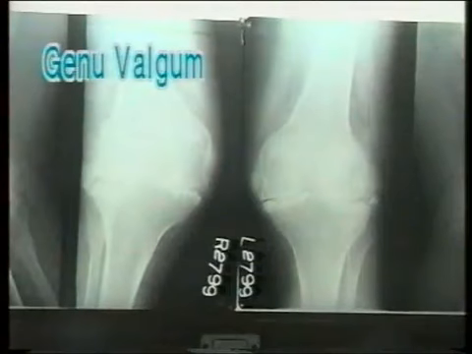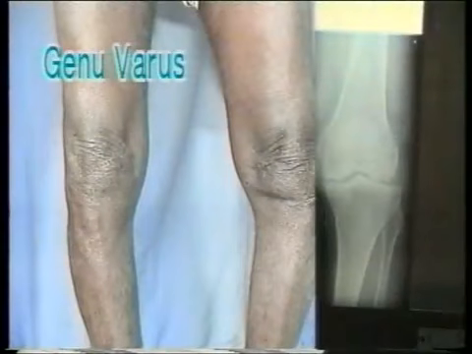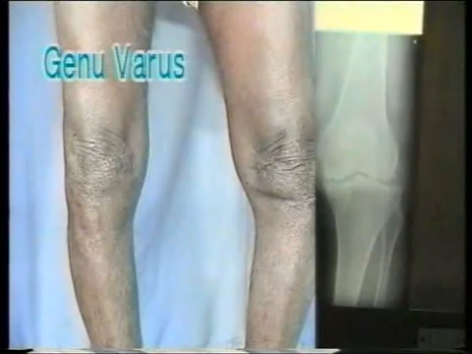This is an advanced stage of the disease with deformity. The leg, that is the tibia, is angulated laterally. This is genu valgum, a lateral angulation of the tibia on femur. Note the destruction of the joint space, which may later lead to bony ankylosis. In this X-ray, the tibia is angulated medially over the femur. This is genu varum.